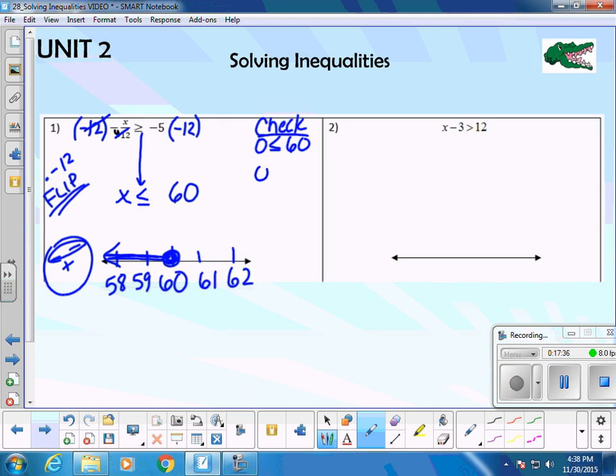So we're going to plug in 0. Divided by negative 12. Is that greater than or equal to negative 5? Well, 0 divided by negative 12 is just 0. Is 0 bigger than negative 5? It sure is.